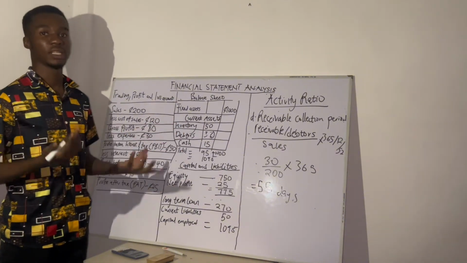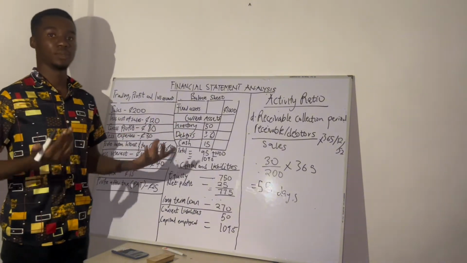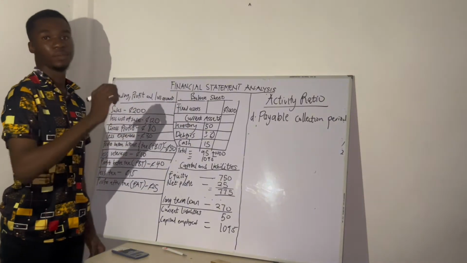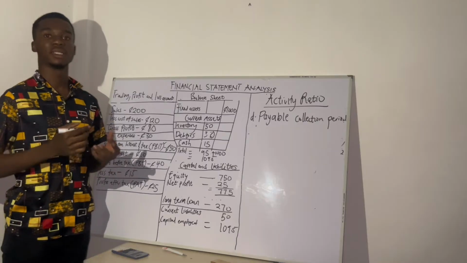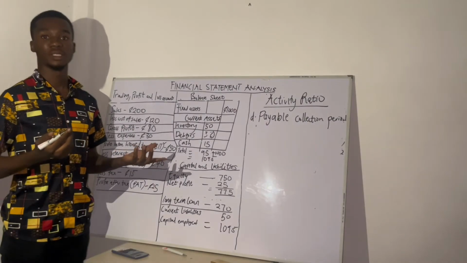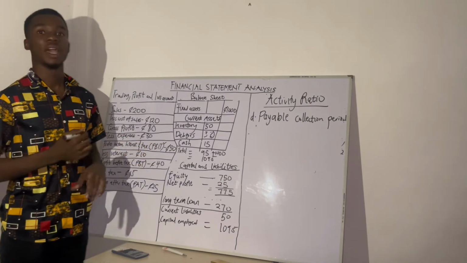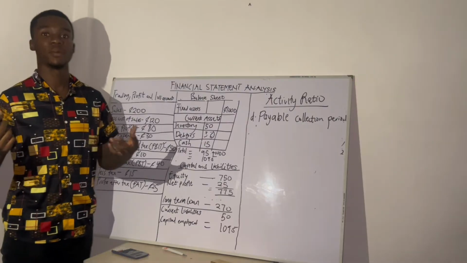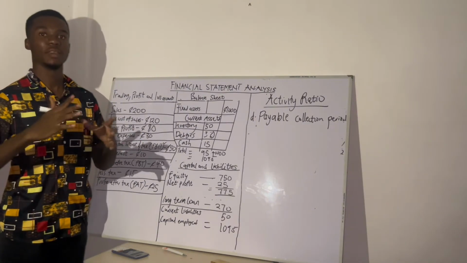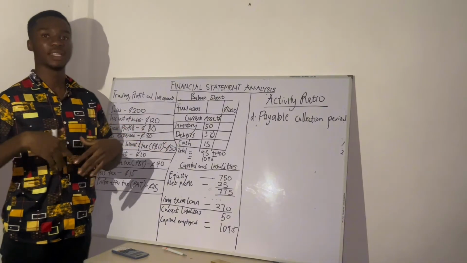Now we're going to move to the next one, which is the payable collection period. Now we move on to payable collection period. And payable collection period is how long it takes the company to pay its suppliers when it goes to borrow from them. For instance, if it's, let's say, a real estate company or a construction company and they need cement, so they go and take cement from a particular company, how long does it take for them to pay back when they've borrowed? That's basically it. So more like the liabilities.